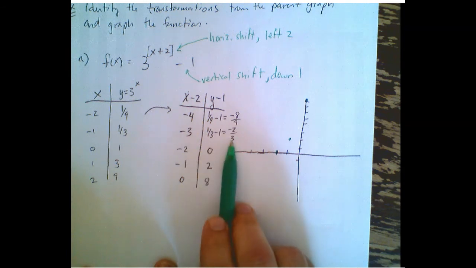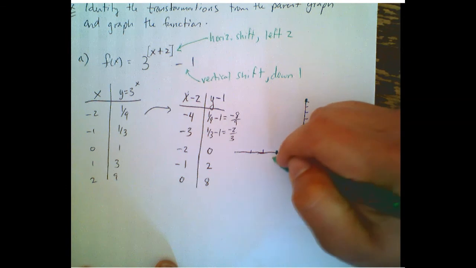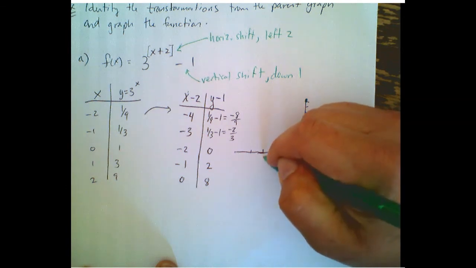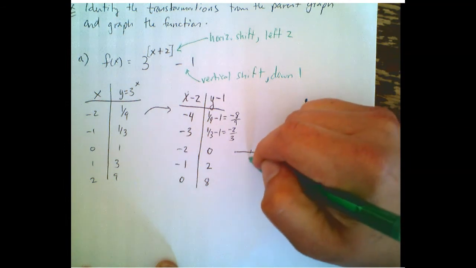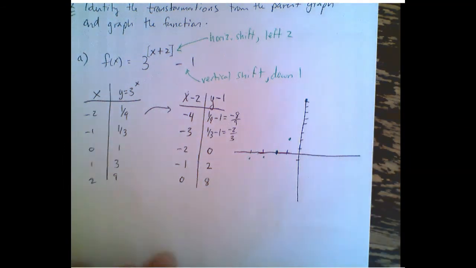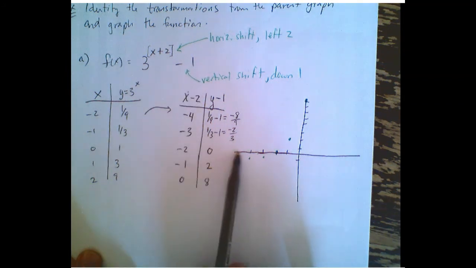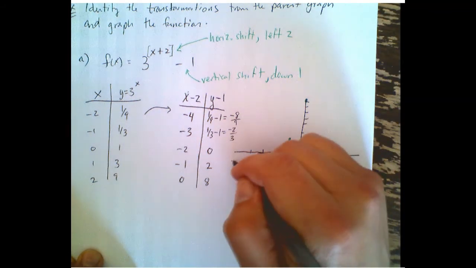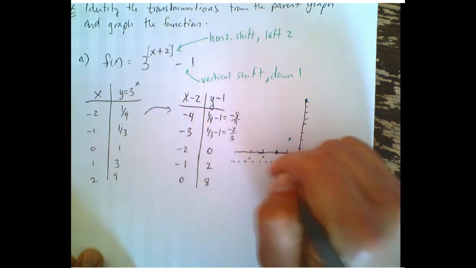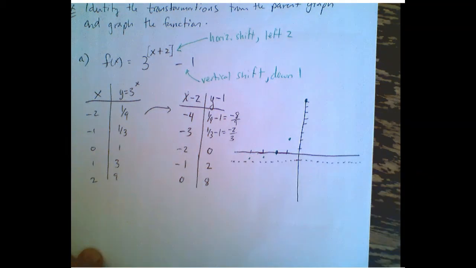Negative 3, negative 2/3. So that would be right about here. And then negative 4, negative 8/9. Right about there. So you can see that when we shift it down, we can cross the x-axis now. So that imaginary horizontal line that used to be the x-axis is now at negative 1, right? We shifted down.